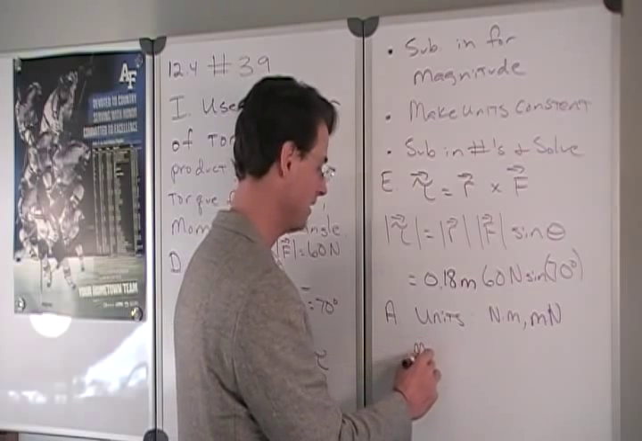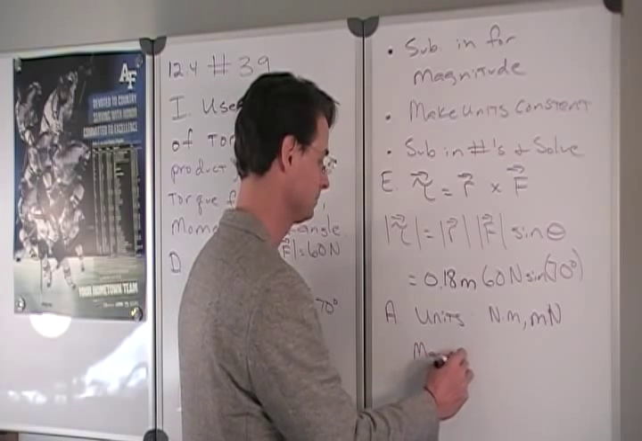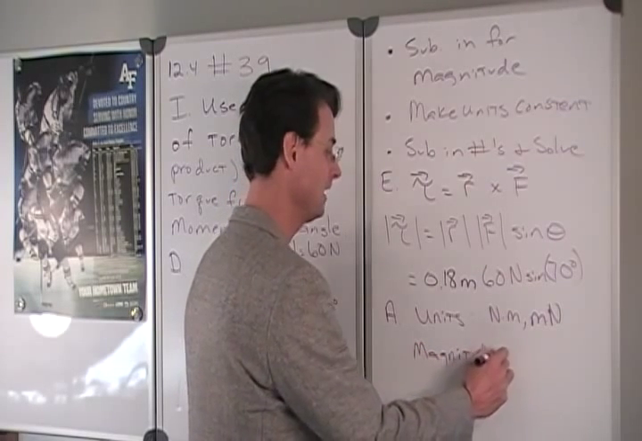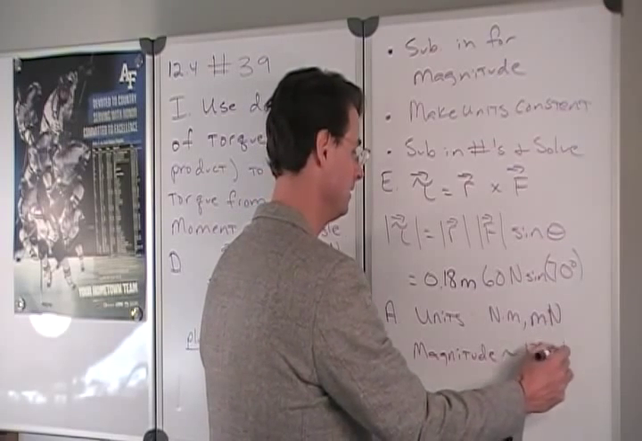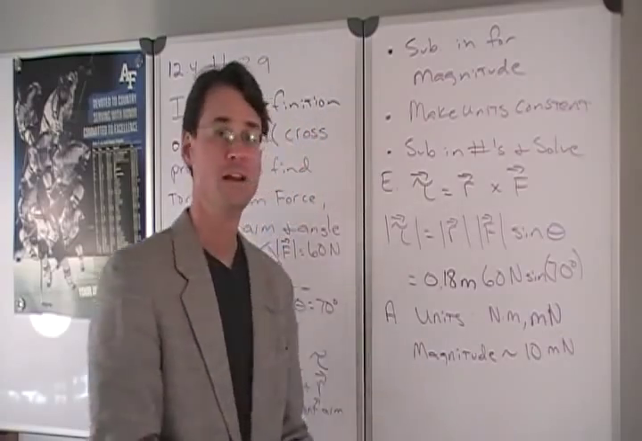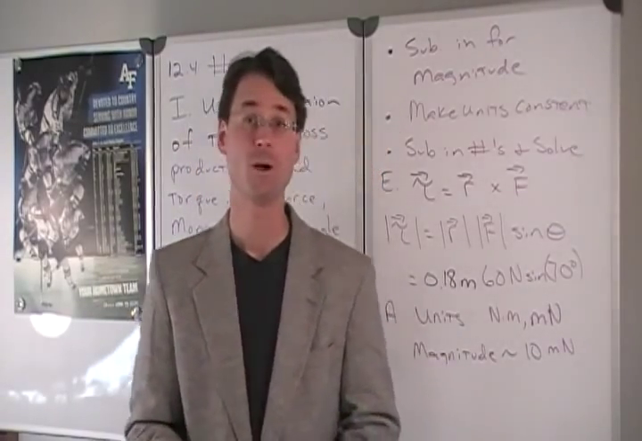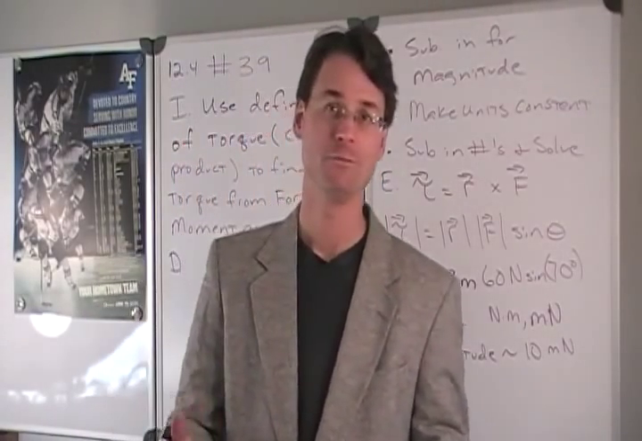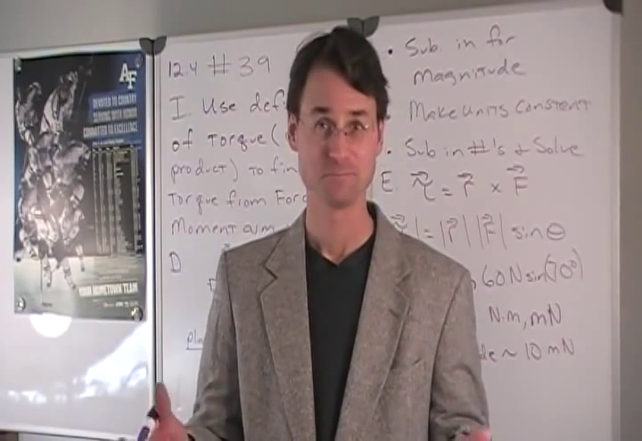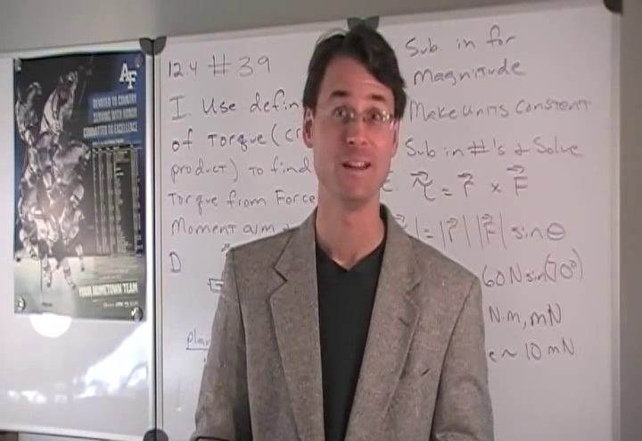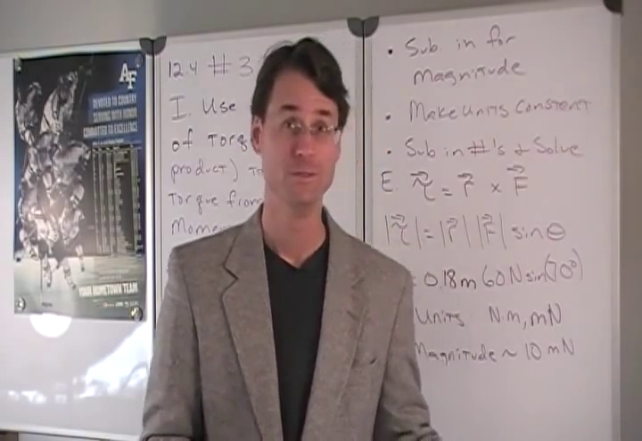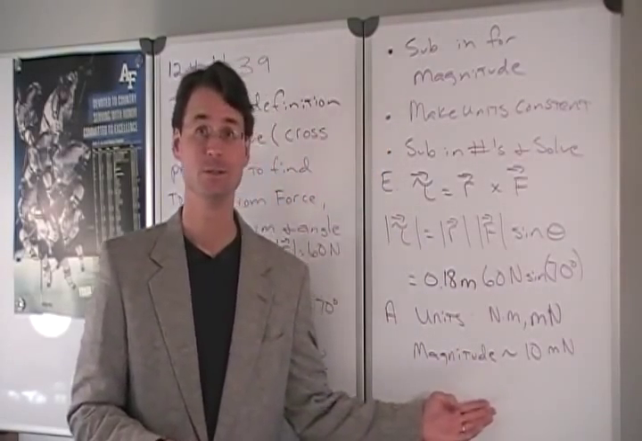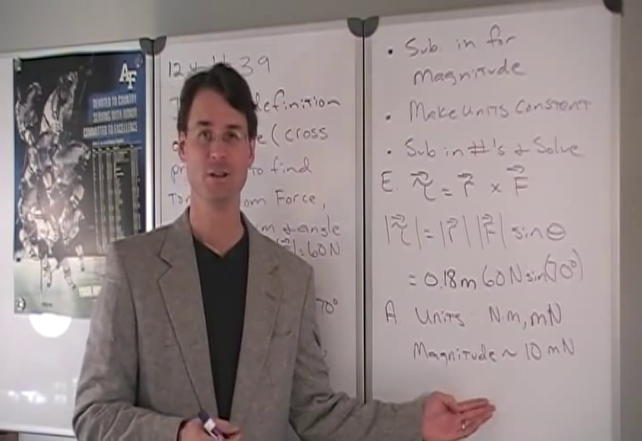And also we can think about the magnitude. It should be somewhere in the ballpark of 10 meter newtons. Not exactly, but if you're much, much smaller than that, or if you're 10 or 50 times larger than that, odds are you've made a careless error in your calculations and you need to revisit what you've done. So here's our solution to 12.4, number 39.